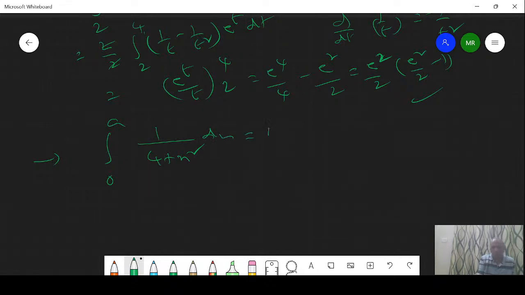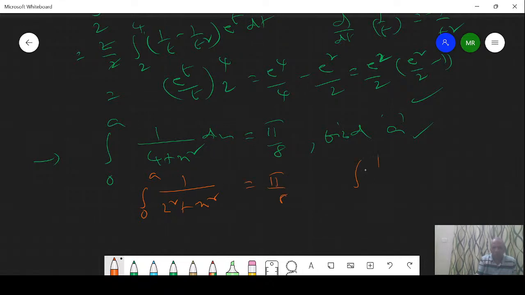Integral 0 to a, 1 by 4 plus x square dx, is equal to pi by 8. Find a. They may ask to find the value of a. When they are asking for a, you have 0 to a. This is a direct question. Here 4, I can write as 2 square, so 0 to a 1 by 2 square plus x square is equal to pi by 8.